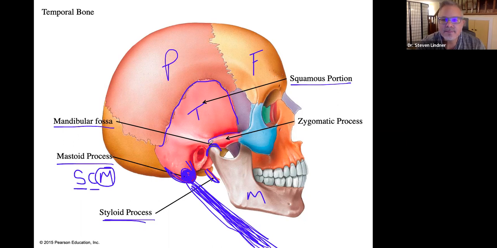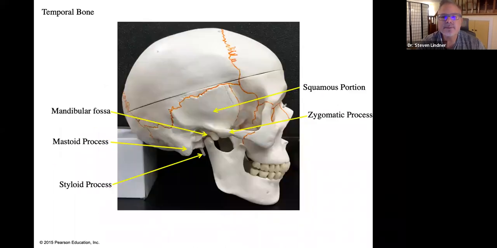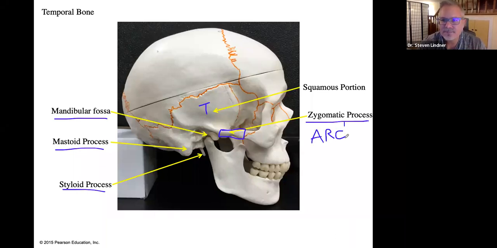And right here, this is the zygomatic process. On the skull, temporal bone, or squamous portion of the temporal bone, here's your mandibular fossa, mastoid process, styloid process, and zygomatic process. Some call this the zygomatic arch or zygomatic process. They're both interchangeable terms.